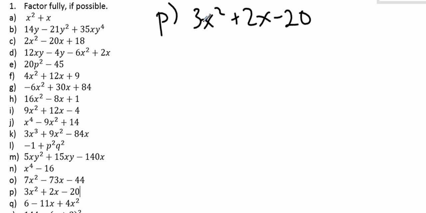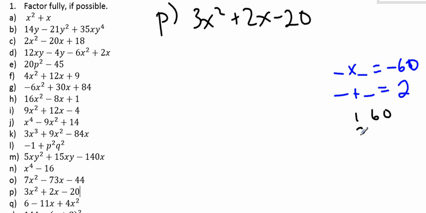So clearly I can't common factor. There's nothing in common between 3 and 2. So we're going to try decomposition. I need two numbers that multiply to negative 60 that add to 2. So let's think about all the things that multiply to 60. 4 and 15, 5 and 12, 6 and 10, 9 doesn't work, 7 doesn't work. Okay, there it is.